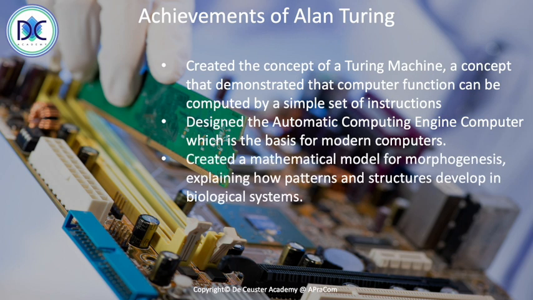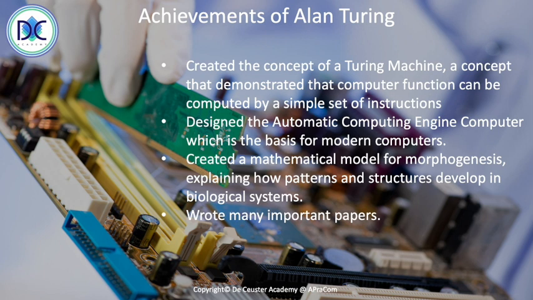He also created a mathematical model for morphogenesis. This is about explaining how patterns and structures develop in biological systems. It was not only about computers that Alan Turing was writing, but he also looked at biology and different aspects. Basically, he was looking at those structures, those links between different parameters, and this is a very important example of it.